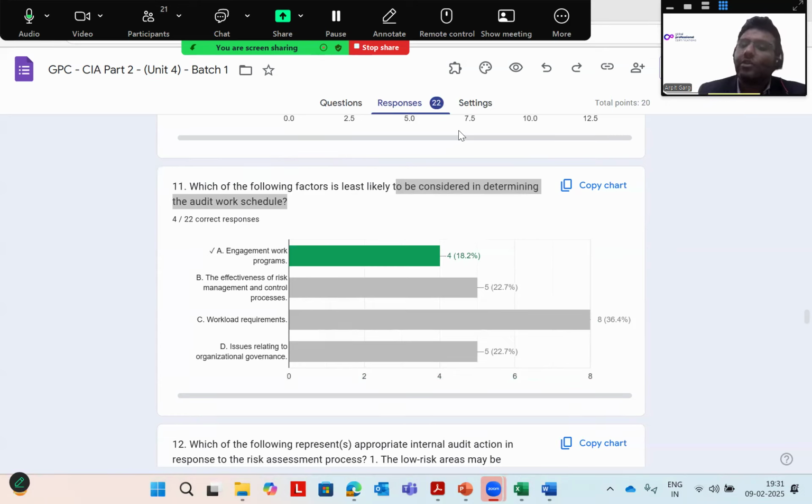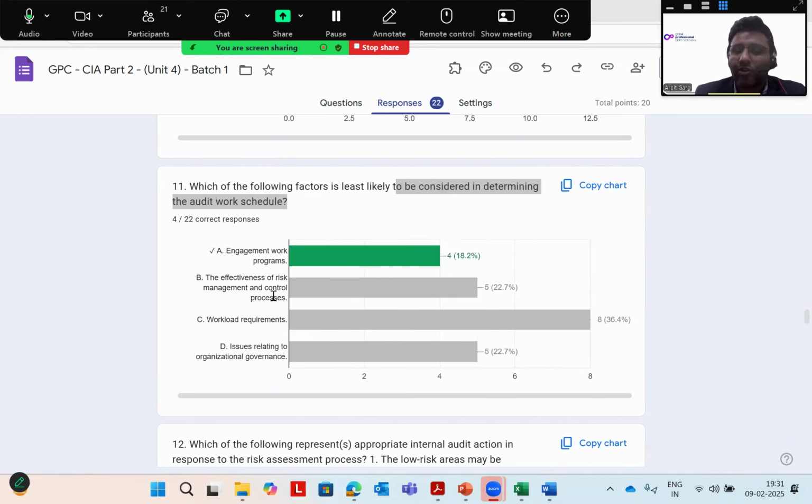And now, what is workload requirements? Workload requirements is something to understand. This is the population size, or the number of checks that we need to do, or whatever it is, right? Generally, a workload requirement you will consider in your work schedule. But all of this, the effectiveness of risk management and control process, workload requirements, issues related to organization governance, risk management control process, is something that will impact your audit work schedule.